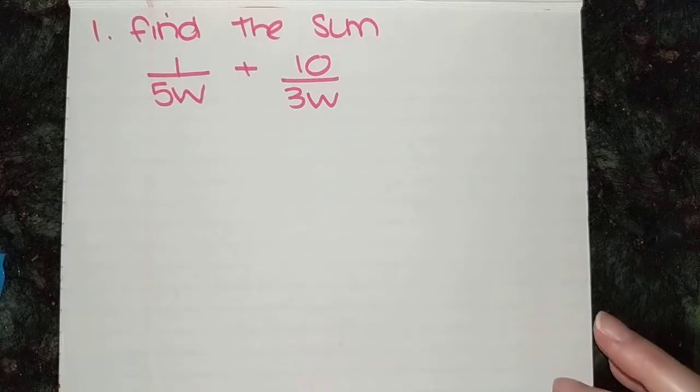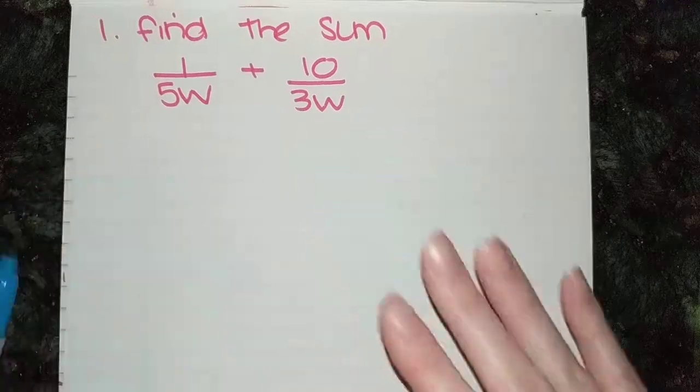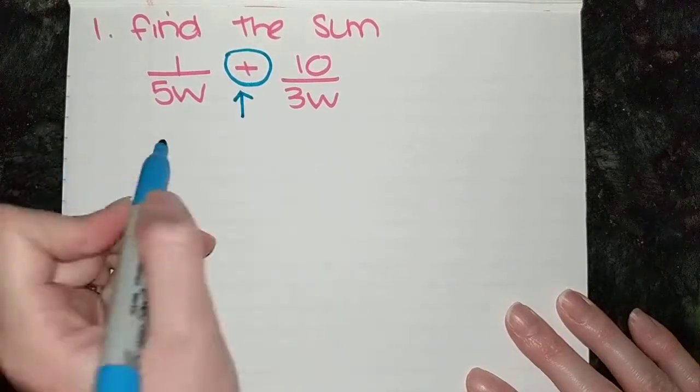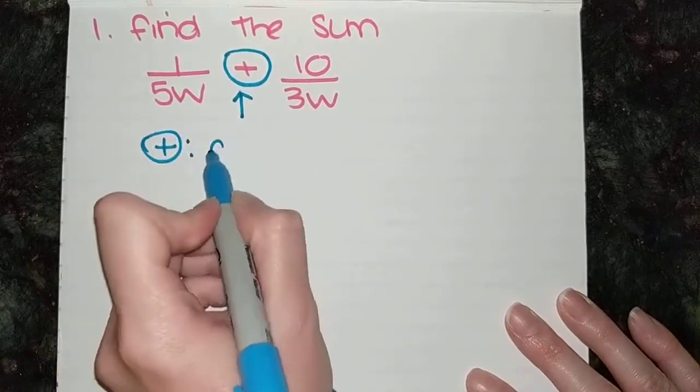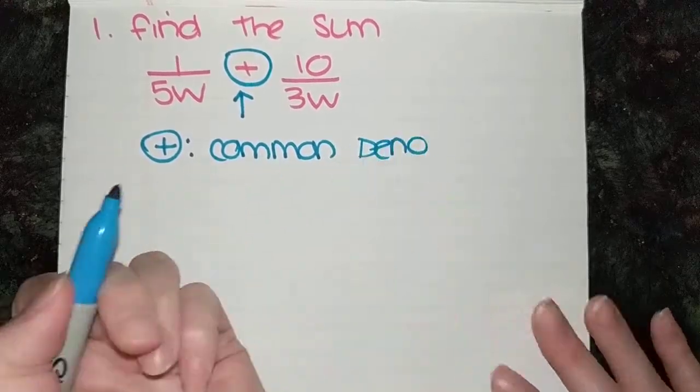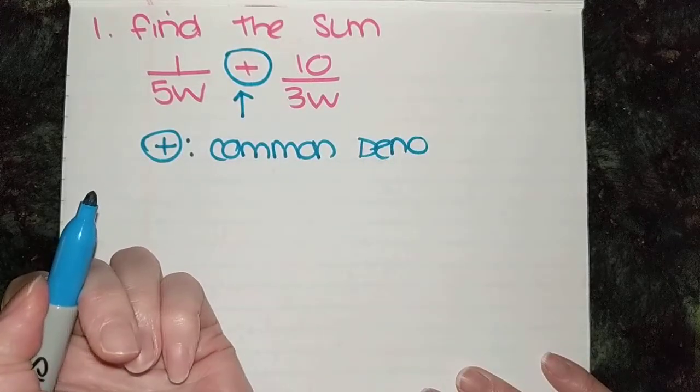So here we're asked to find the sum, and again, you have two fractions. You look in between those two fractions at that addition sign, and when you have an addition sign, you say to yourself, I need to get a common denominator. Now, unfortunately, we do not have a common denominator here.